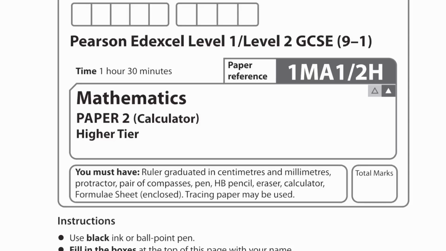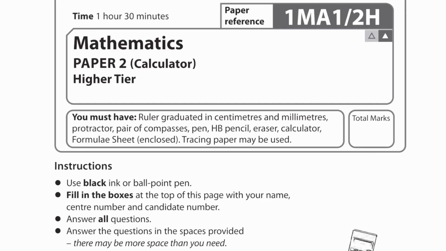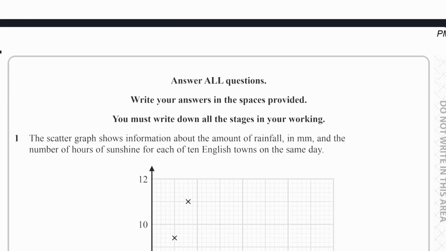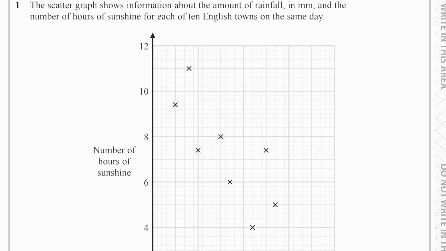Okay, today we're going to be going through the 2022 Paper 2 of the Edexcel GCSE Maths exam. So let's get into it. Feel free to pause the video at any of these questions and have a go yourself. We'll be going through all the answers and worked solutions.